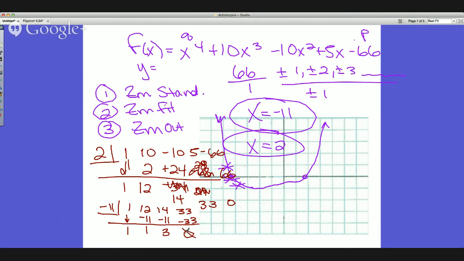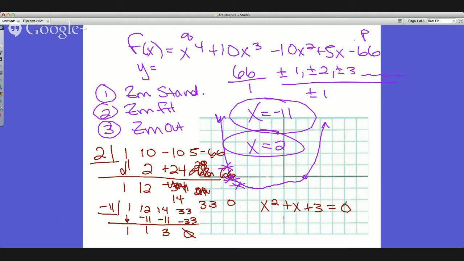And again, the whole evidence that you have a 0 is the 0 where? How do I know in synthetic if it's a 0? If my remainder is 0, if I do not have a remainder, that tells me I've got a 0. Okay, so 2 and negative 11 are there. Now we have the rest of it, which is x squared plus x plus 3 equals 0. Well, what could I do to solve for the other zeros there?